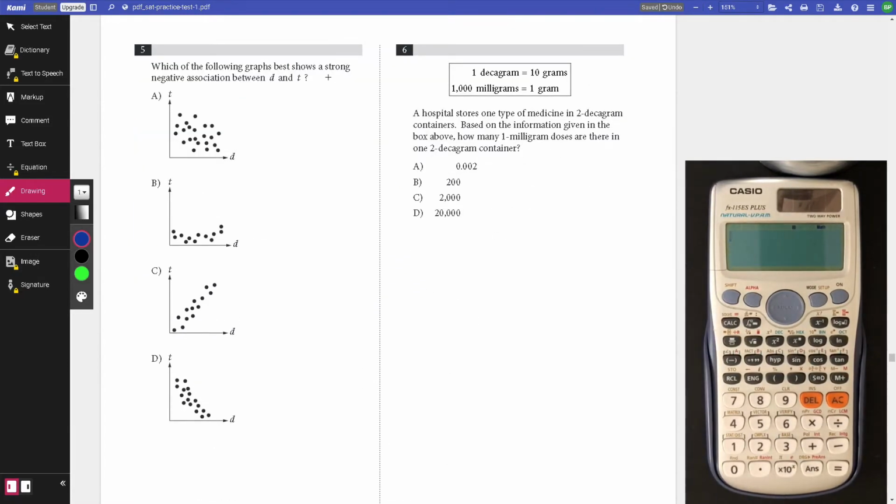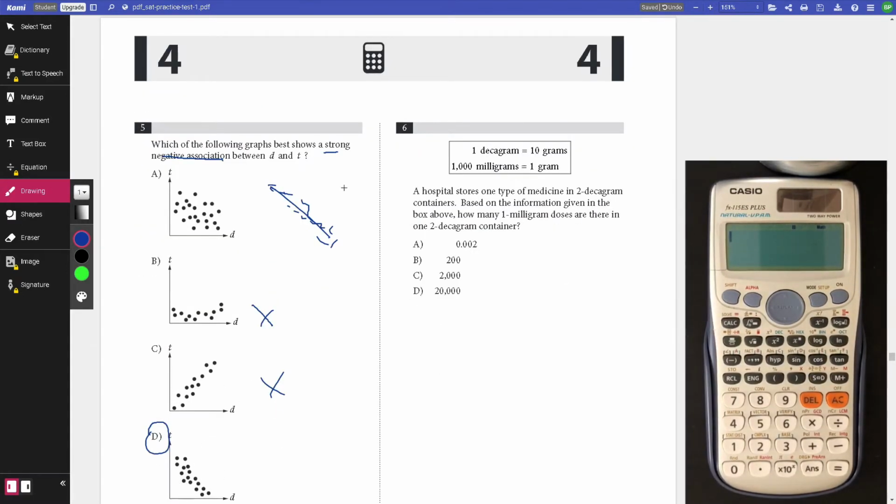Which of the following shows a strong negative association? So we want it decreasing, so we'll eliminate answers based on that. These two aren't decreasing, and we need strong, so that means they're tight around the line of best fit. So the answer is D, since this is loosely correlated.